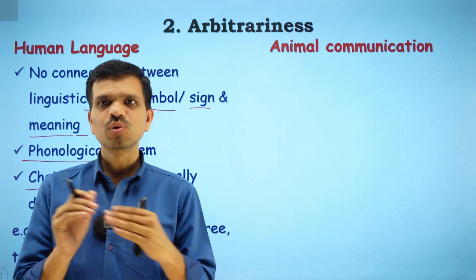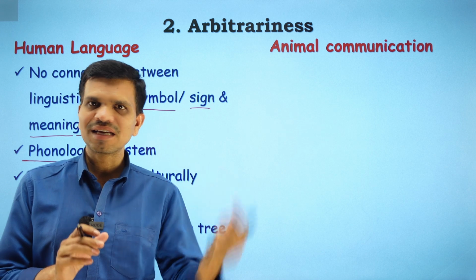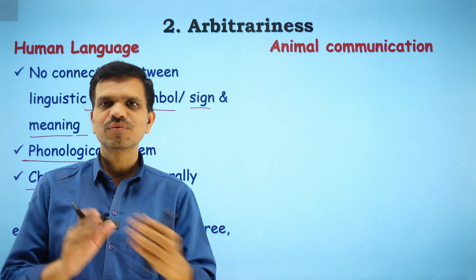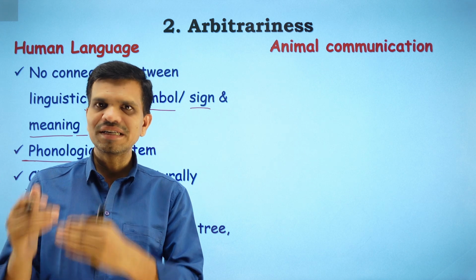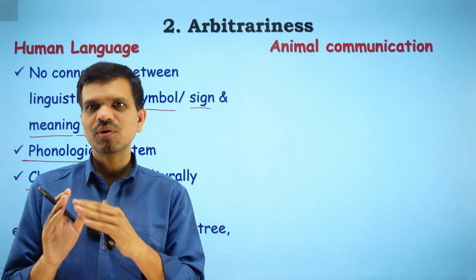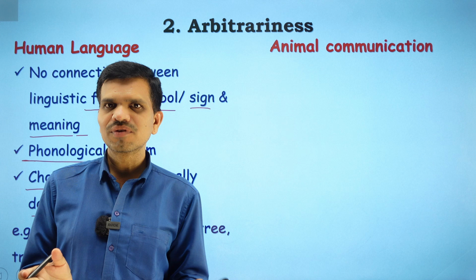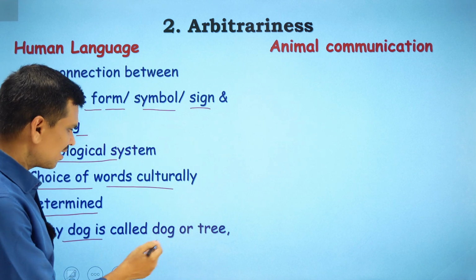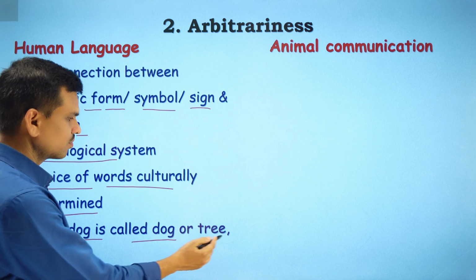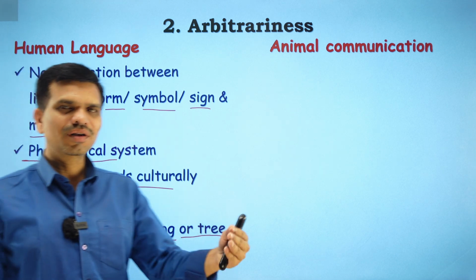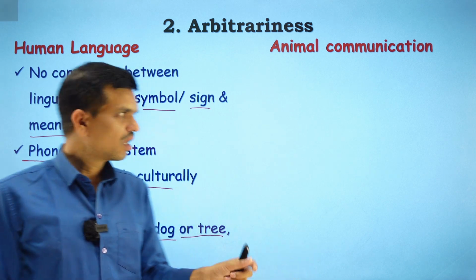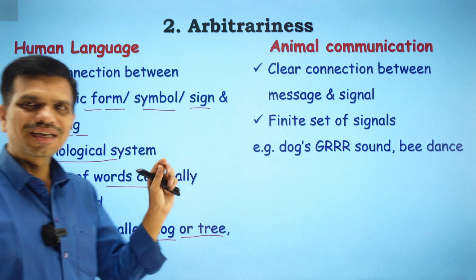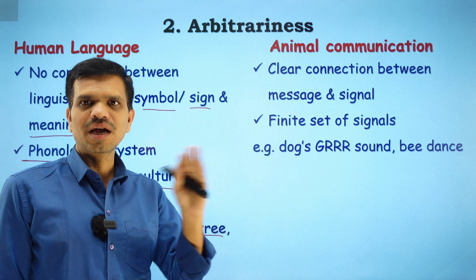In that particular culture, whatever we use, those things. Say for example, we have an English culture. In English culture there is a different system. If we come to Asia or India, in Indian languages we have a different culture, and hence we have different names of things in Indian languages. Say for example, we have dog or we have tree. Why do we call a tree a tree? There is no reason.